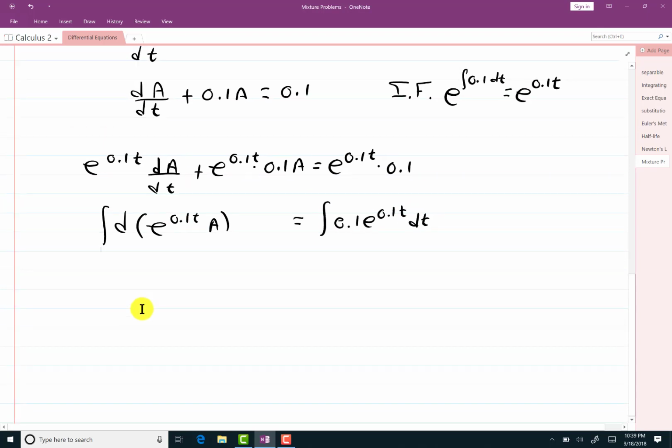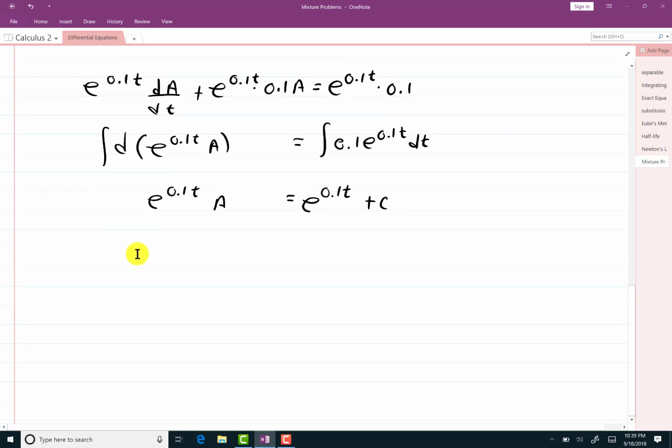The left side is simple, we get e to the 0.1 t A equals. The right side actually turns out to be super simple as well. When I integrate e to the 0.1 t, I'm going to get e to the 0.1 t divided by 0.1. So the 0.1s will cancel, and I'll simply get e to the 0.1 t plus a constant. And then to get a formula for A of t, I'll divide by e to the 0.1 t, and I'll get 1 plus c e to the negative 0.1 t.